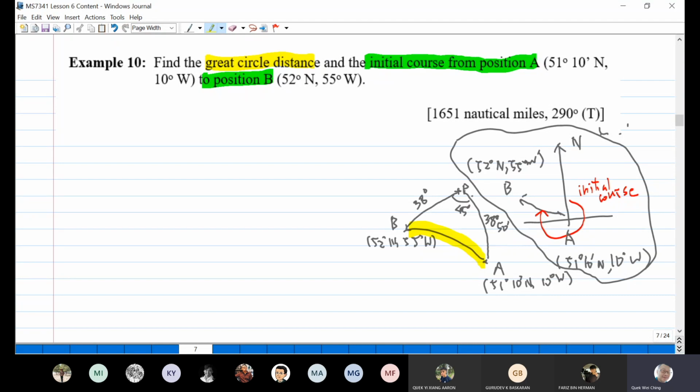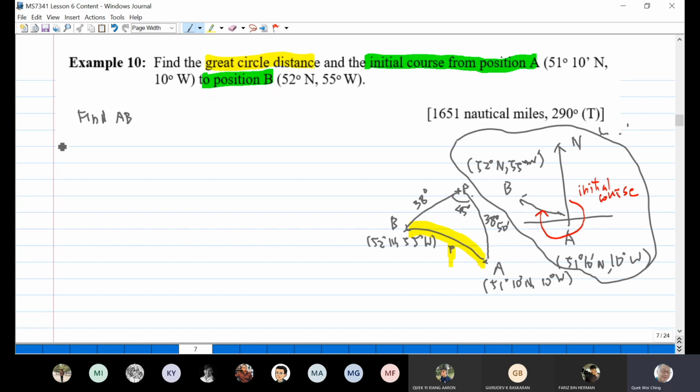So I want to find the great circle distance AB, right? AB is actually the side small p here. So I can use the cosine law for the great circle distance, to find AB.